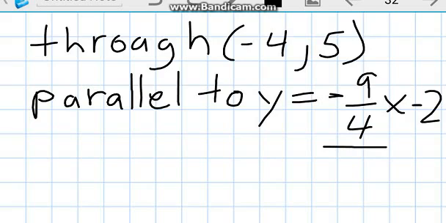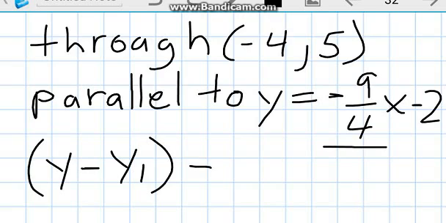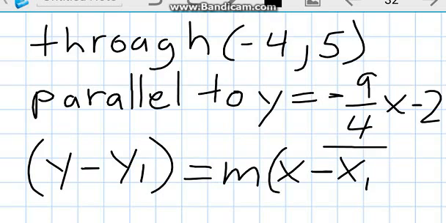The next step is to use a formula that you need to remember. It's called the point-slope formula. It is basically y minus the y coordinate of the point equals the slope times x minus the x coordinate of the point. Using this formula, we are going to work this problem out.